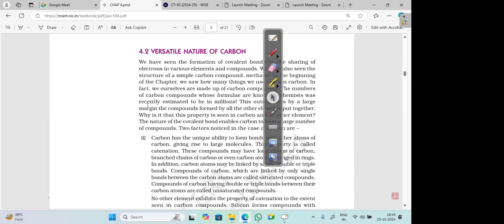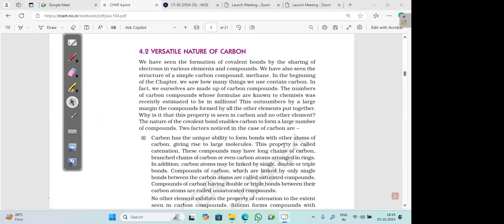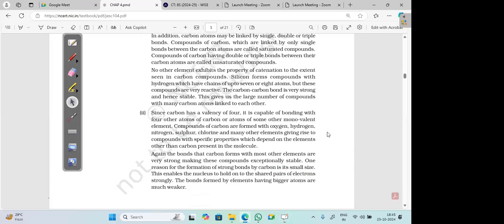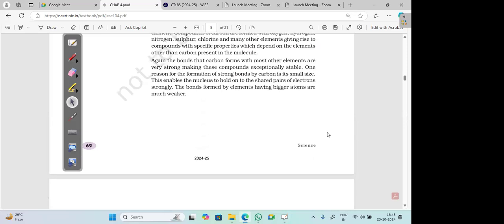Versatile nature of carbon. Carbon has the unique ability to form bonds with other atoms of carbon, giving rise to large molecules. This property is called catenation. So we have discussed the property of catenation here. And the second point, since carbon has valence of 4, it is capable of bonding with 4 other atoms, and hence carbon can easily combine with oxygen, hydrogen, sulfur, and other atoms.